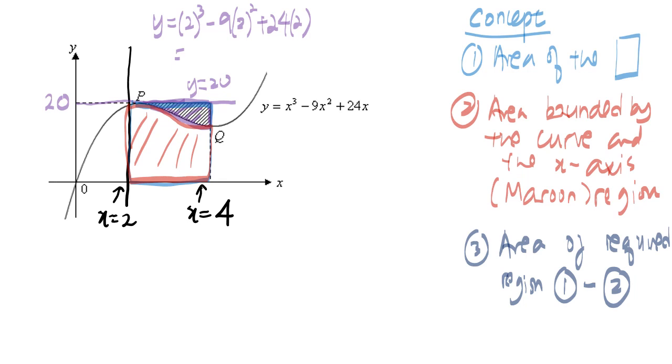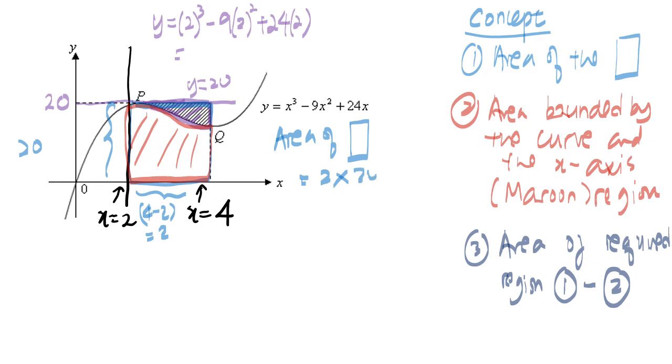So let's do the first part first, the easy part, area of rectangle, which is just basically length times breadth. So the length will be just 4 minus 2 units. That gives you 2. Then the vertical height will be 20 units because it's bounded by the horizontal line y equals 20. So 2 times 20, and that gives you 40. So we're going to keep that because we need that later on.